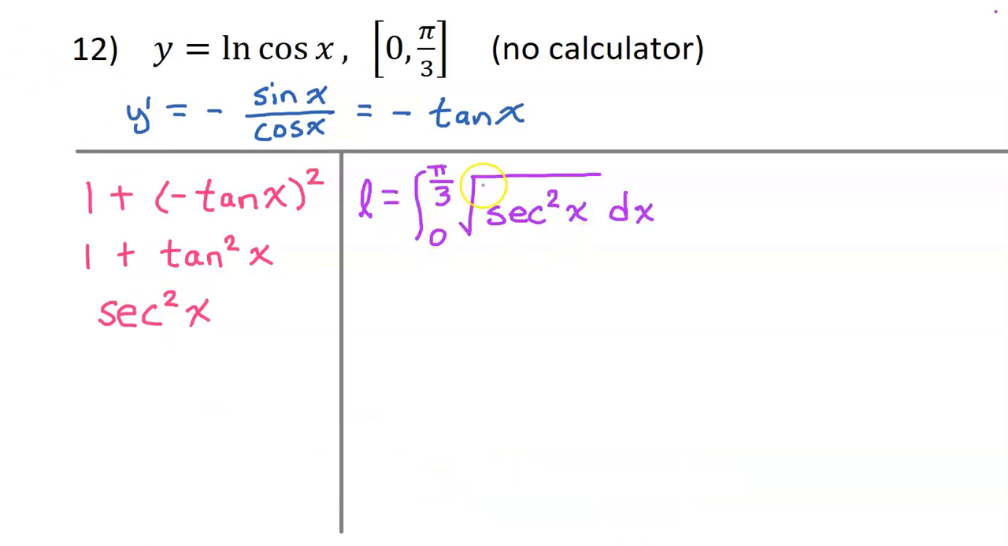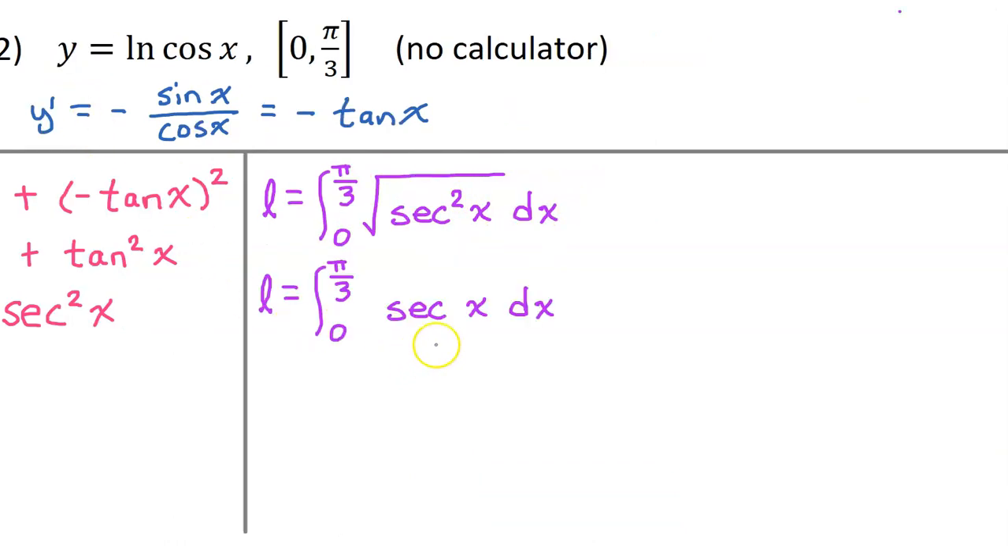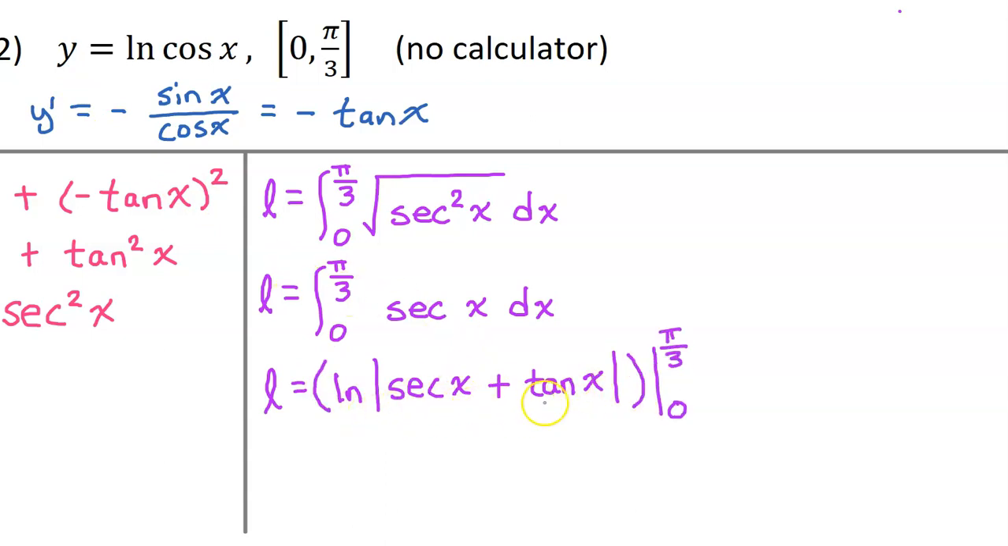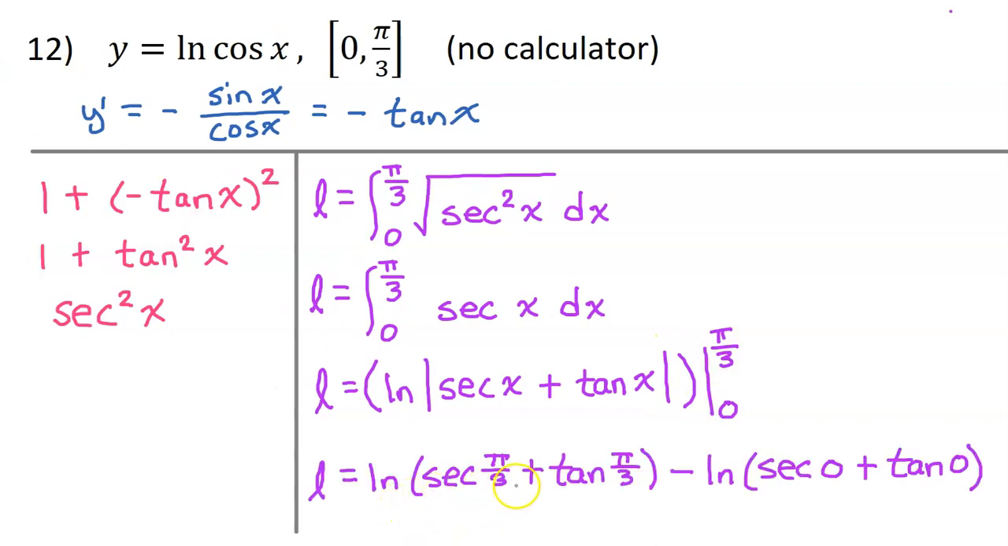On the next step, the square root and the exponent will cancel each other out. The antiderivative of secant is a memorized rule. It's the natural log of the absolute value of secant plus tangent. Since this is a definite integral, we must apply the limits of integration from 0 to pi over 3. This means we need to find the value at pi over 3 minus the value at 0. Here is the value at pi over 3 minus the value at 0.